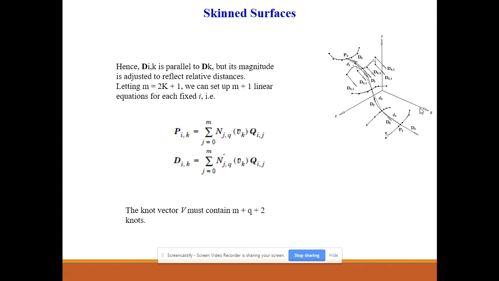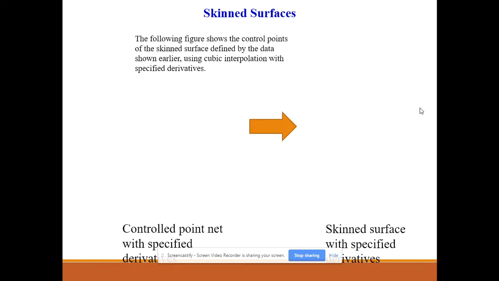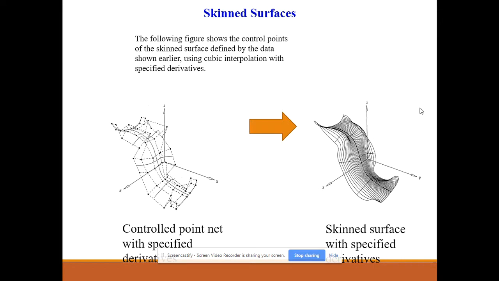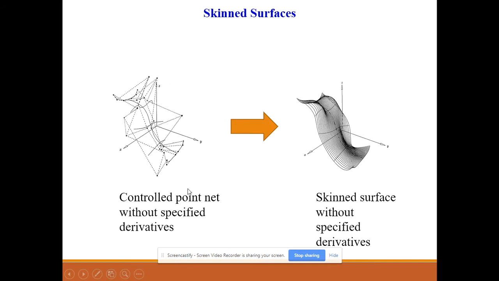The knot vector v must contain m plus q plus 2 knots at the end. The following figure shows the control points of the skin surface defined by the data shown earlier. We use cubic interpolation with specified derivatives. So using specified derivatives, these are the control points, and using the control points, we create a skin surface. In the next example, we see the control points without the specified derivatives and how we derive the skin surface without the specified derivatives.